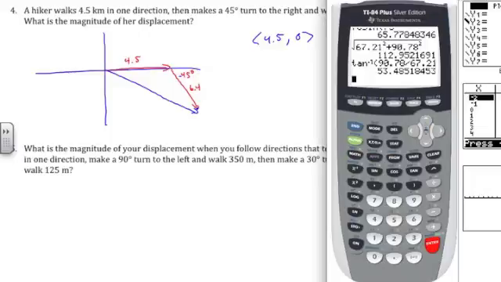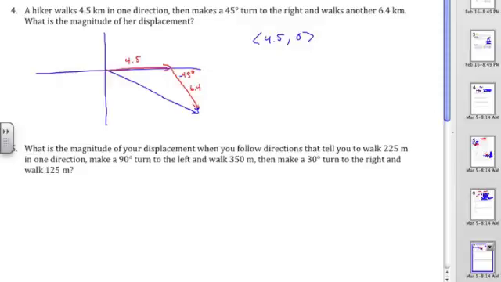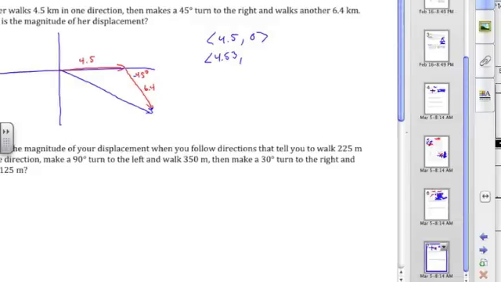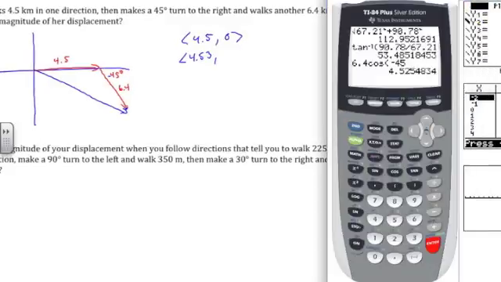Okay, so I'm going to do 6.4 times the cosine of negative 45, which is 4.5253, 4.53. Now, it's a 45, 45, 90 triangle, just that one vector, just that part. So I expect I'm going to get the same number, and I will, but it'll just be the negative. So if I do 6.4 times the sine of negative 45, I get negative 4.53.